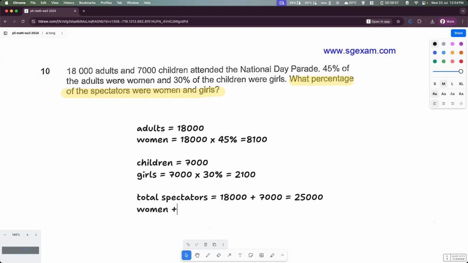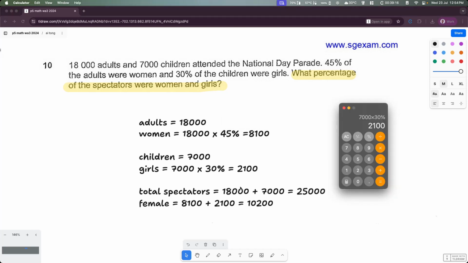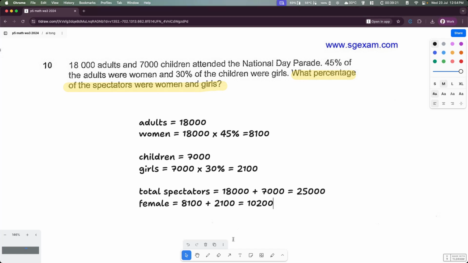All right. So what we can do is, in this case, women plus girls, or I will say female, easier, is equal to 8,100 plus 2,100. This gives us 10,200. Okay. All right. So let's double confirm, right? So 8,100 plus 2,100 goes to 10,200.